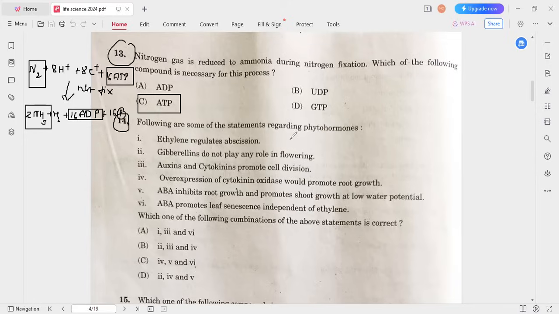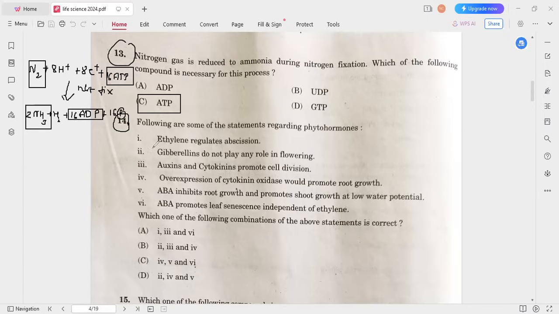Following are some of the statements regarding phytohormones. Ethylene regulates abscission; gibberellins do not play any role in flowering; auxins and cytokinins promote cell division; overexpression of cytokinin oxidase would promote root growth; abscisic acid inhibits root growth and promotes shoot growth at low water potential; and abscisic acid promotes leaf senescence independent of ethylene. So which one of the following combinations of the above statements is correct?